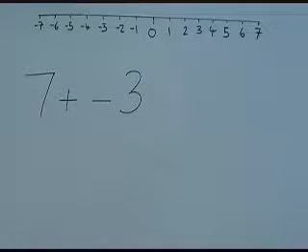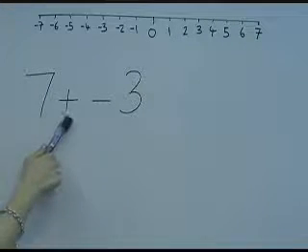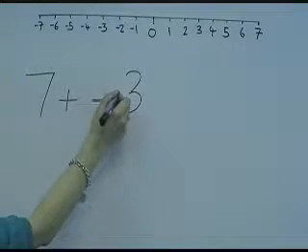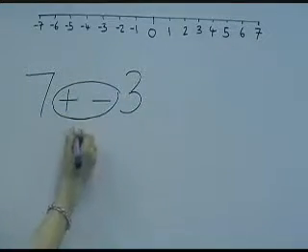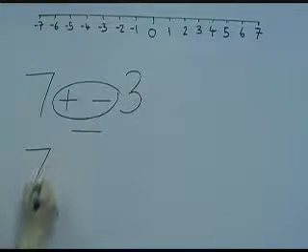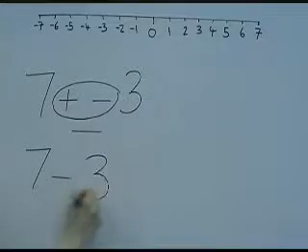I'm going to show you how to add and subtract negative numbers. This calculation is 7 add negative 3. When I add a negative number, I can circle these two signs and change them to a takeaway. So this calculation becomes 7 take away 3.